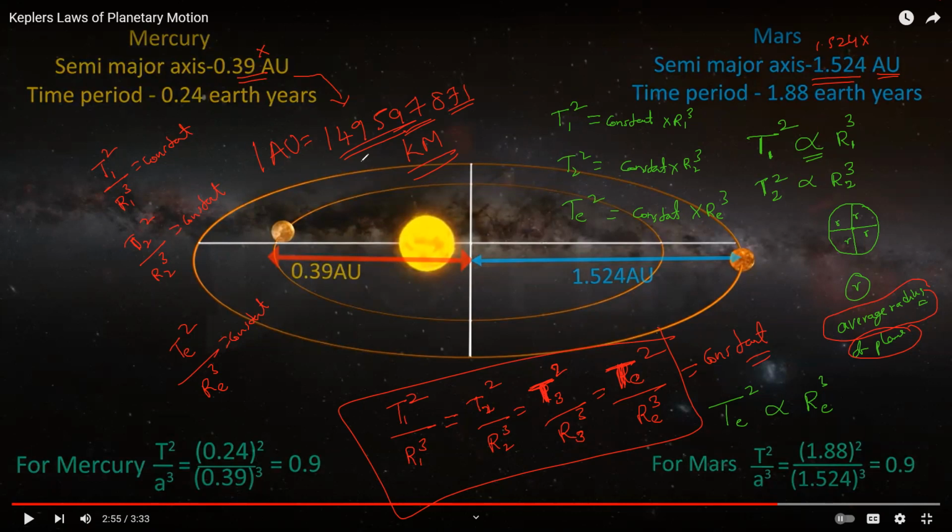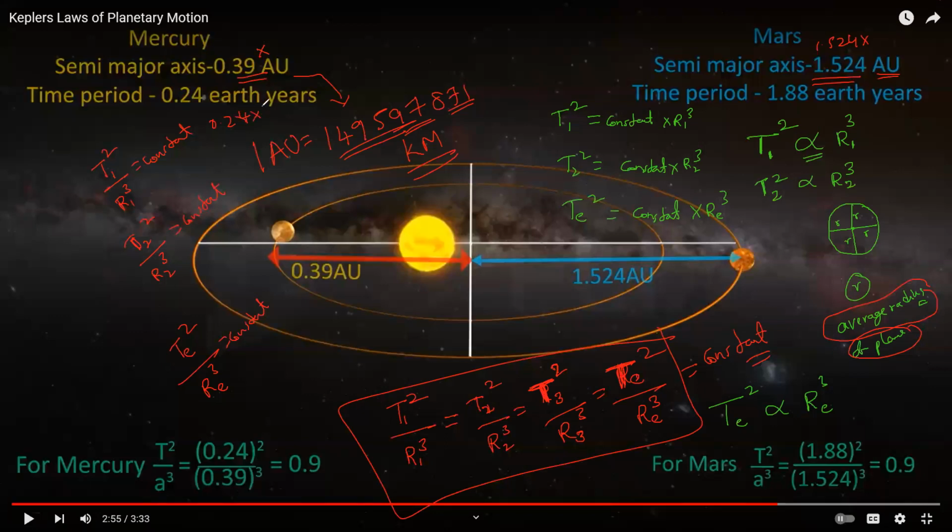Next, 0.24 Earth years. What is the Earth year? How many years? Earth 1 year. Am I right or wrong? Please respond. Yes. Earth year, if you have taken, what is Earth year? 365 days. Okay. So now 0.24 Earth years means how much it will come?